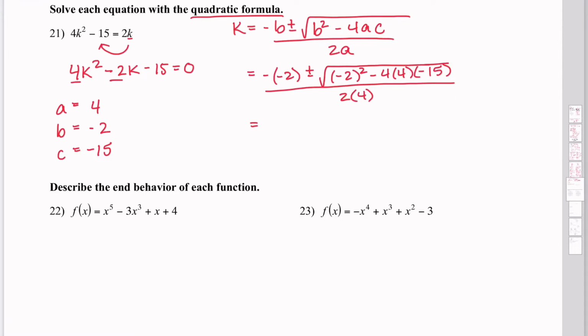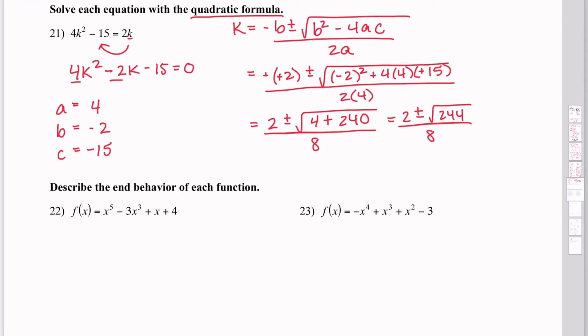So negative times a negative 2 makes a positive 2 on the outside, plus or minus. So negative 2 squared is 4. We have two negatives here by multiplication. 4 times 4 times 15 is 240 all over 8. We're going to further simplify the radical. 4 plus 240 is 244 all over 8.